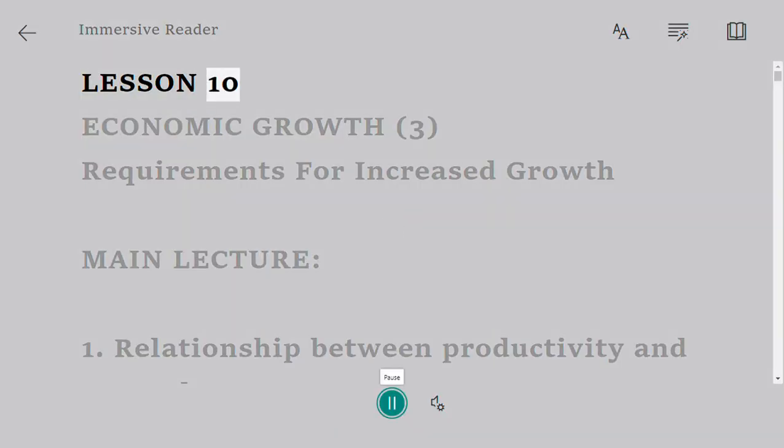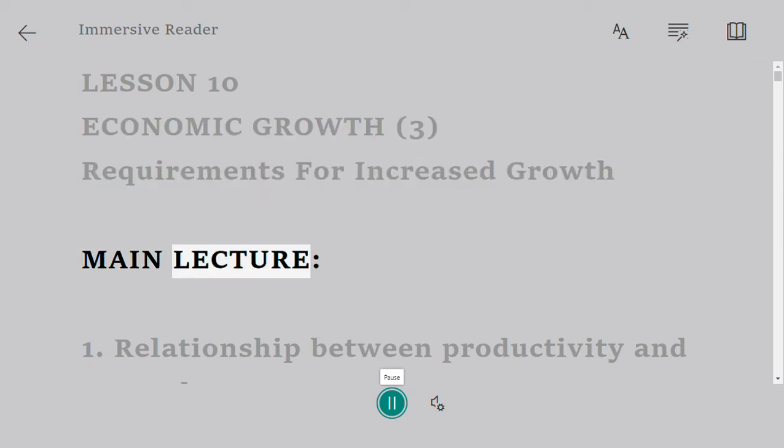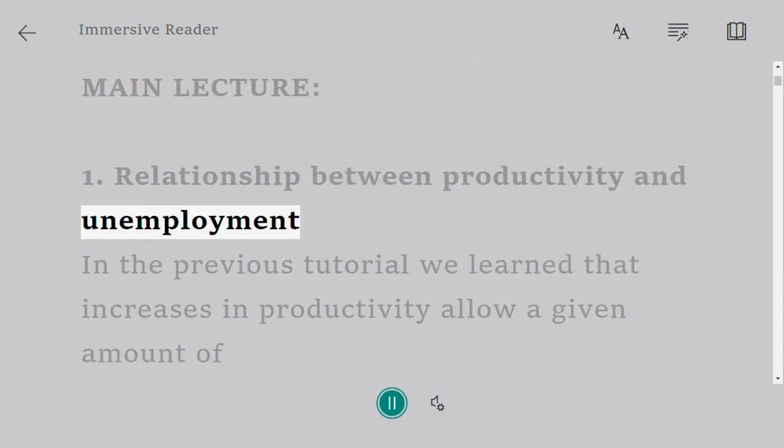Lesson 10. Economic Growth, 3. Requirements for Increased Growth. Main Lecture. 1. Relationship between productivity and unemployment.